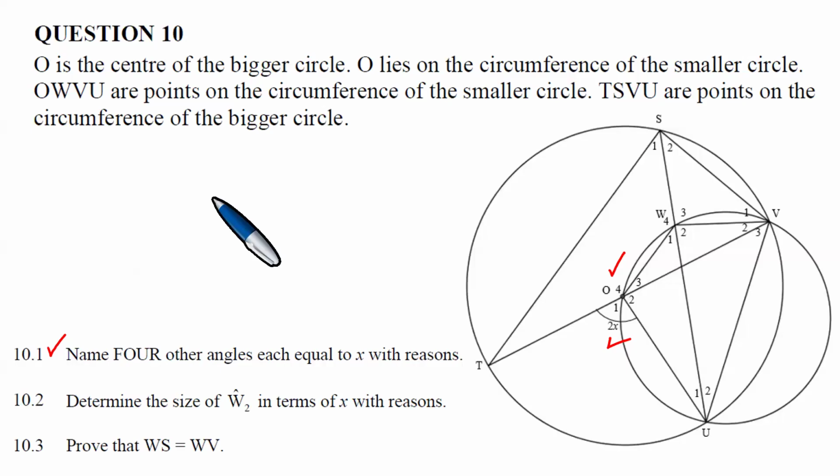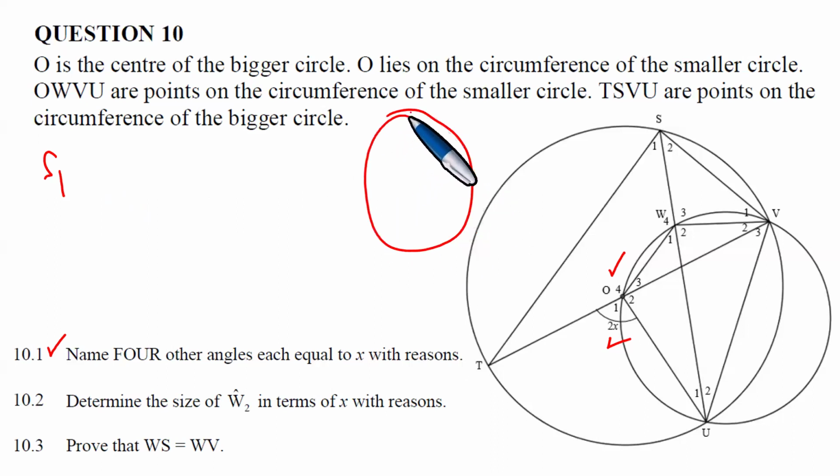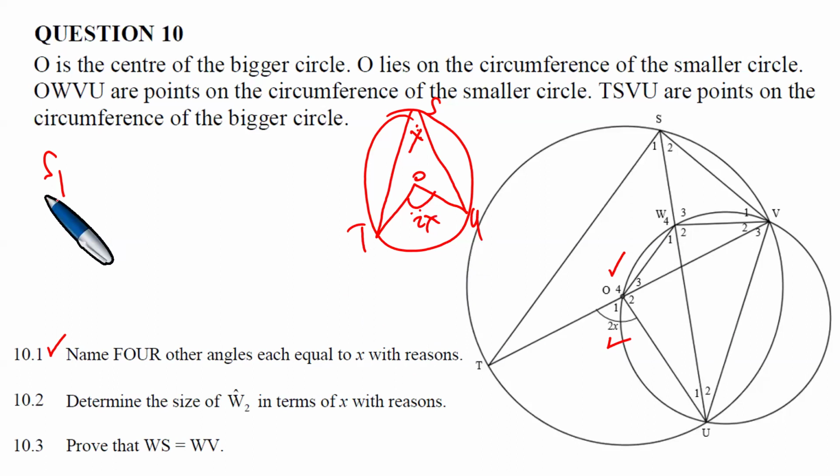we have angle S1. There it is. Angle S1, because we know from grade 11 that if we have this kind of a shape, we have STU. So now this angle is 2x. We know that the angle at center is 2 times that one. So this must be x, and therefore the angle S1 is exactly x.